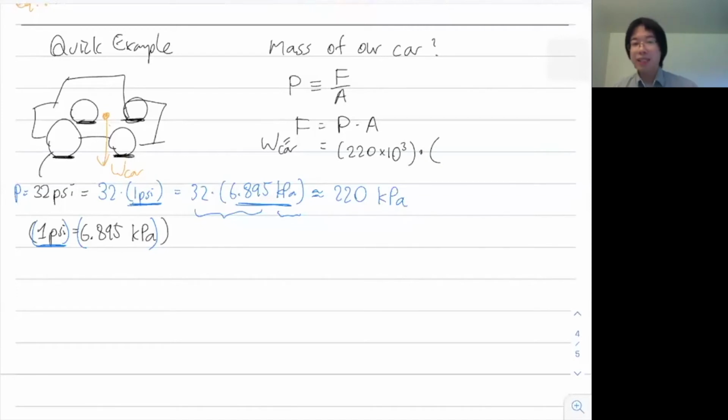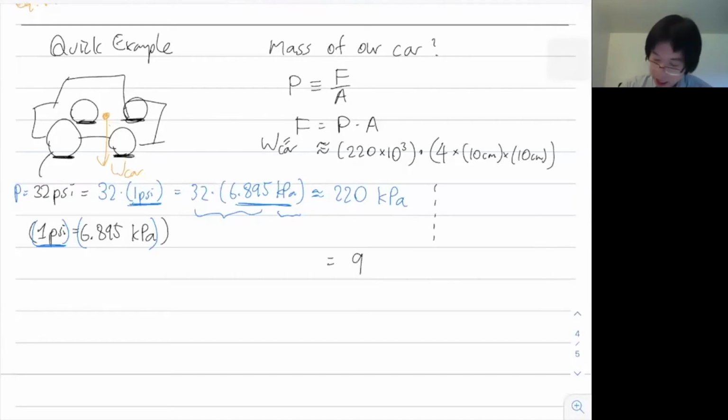And then how many areas? I have 4 wheels, right? So the contact area: the pressure is 220, and the area is 4 times the wheels. Let's just quickly estimate what it is. Let's say it's 10 centimeters by 10 centimeters. If you take a ruler, imagine your car's contact with each wheel, 10 centimeters is roughly that much. So imagine a square of that. It might be around 12 times 10, more than 10 times 10, but let's just do a rough estimate. All right, so convert the units, plug that into a calculator, and this is what I got: 9653 newtons.